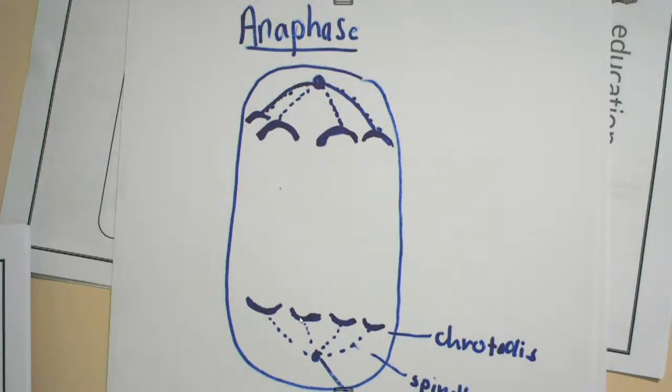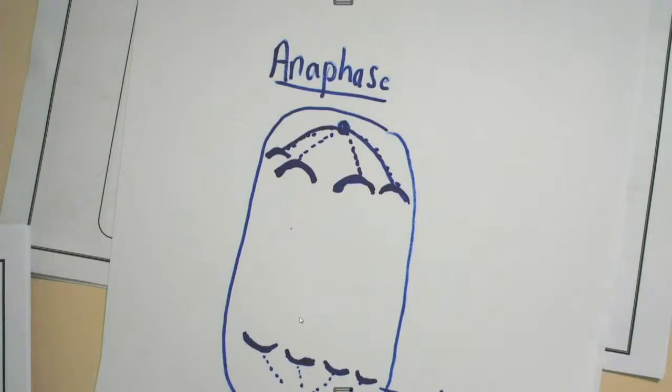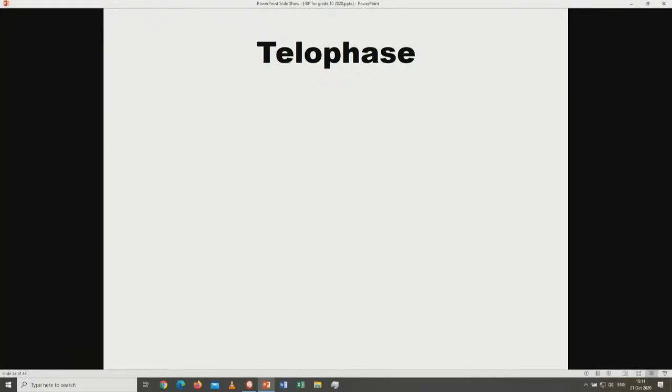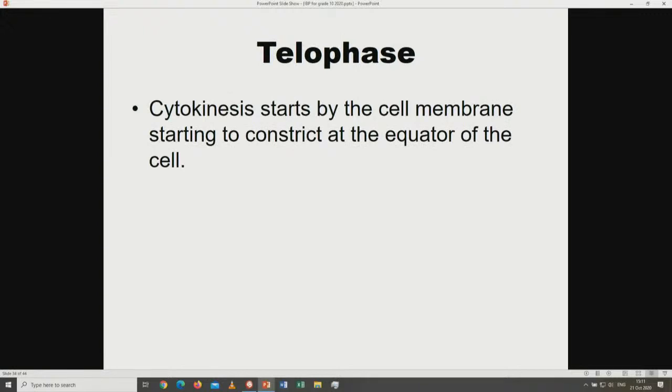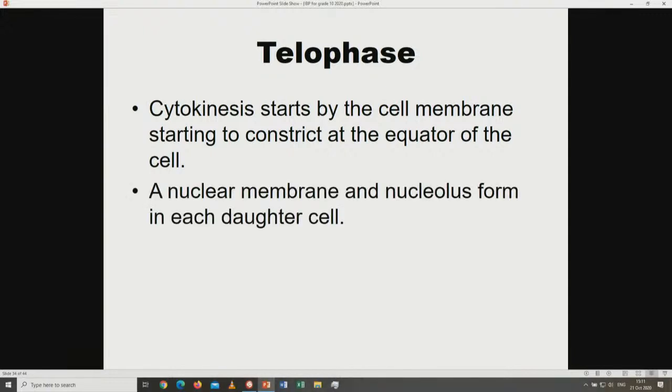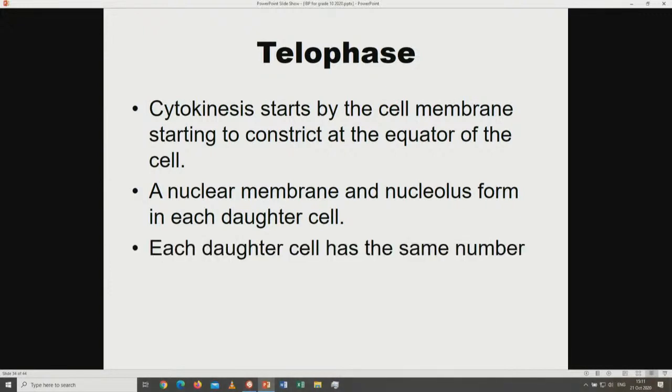Now the last stage of mitosis is telophase. In telophase, there is cytokinesis, which is the splitting of the cytoplasm. Cytokinesis starts with the cell membrane beginning to constrict at the equator of the cell. The nuclear membrane and the nucleolus form in each daughter cell, and each daughter cell has the same number of chromosomes as the mother cell.